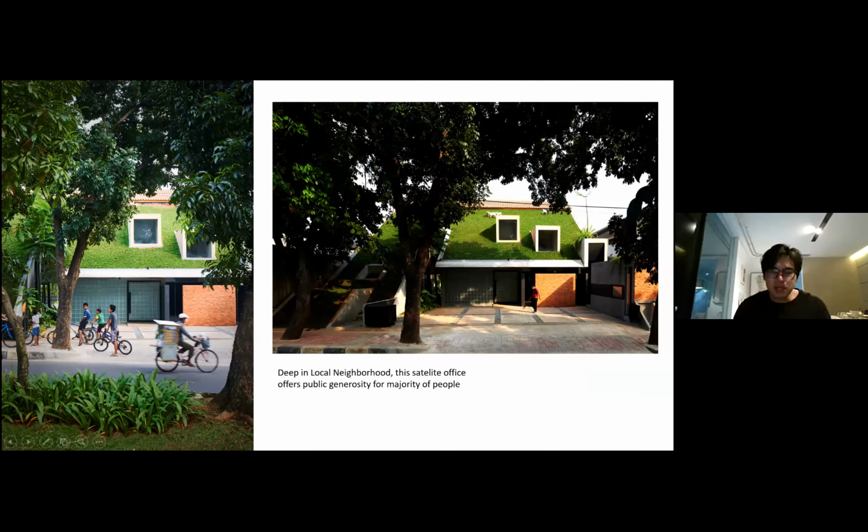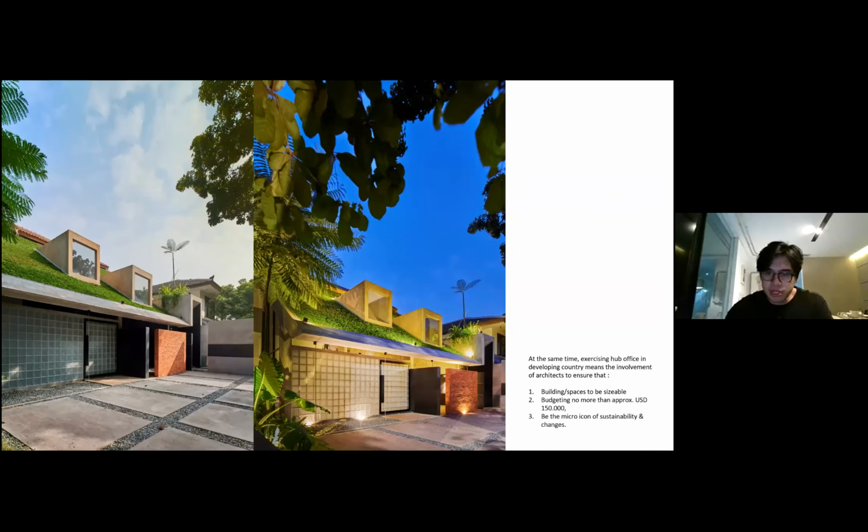It's okay. But we're trying to show people that we have runoff, we are very self-sustained, the whole 600 use air conditioning around 5 PK, which is very small, knowing that a lot of people are using it. So the criteria is that it has to be sizable, the budget has to be less than 150,000 USD, and it has to be a small icon of sustainability and change.